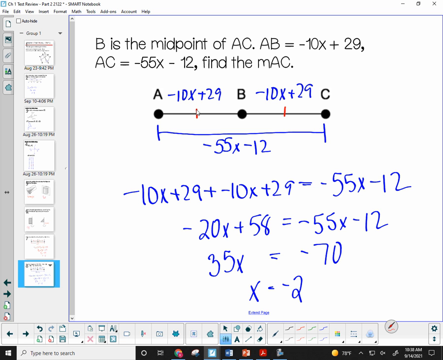Now they want to know what's the measure of AC. Okay, well, AC is this whole length. So I need to take negative 55 times the negative 2, then subtract 12. So it gives me 110, take away 12, gives me 98. Any questions on that?